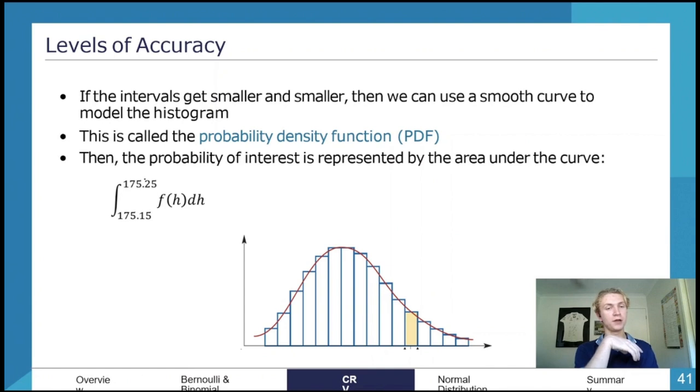So using the example before, we were looking for a height of 175.2. We would integrate whatever the function is, so f of h, between 175.15 and 175.25. And then remember that we've also always got to have this dh, which in simple English means we're looking for in terms of h. So we would integrate between these 2 points in terms of h of this function. And this function, f of h, we call the probability density function.